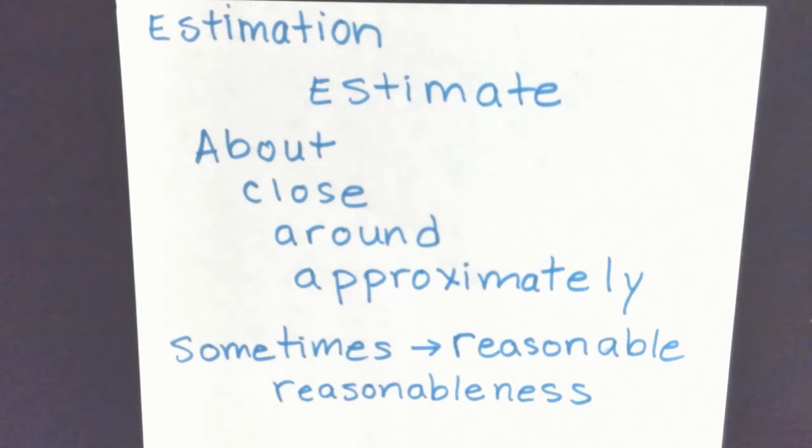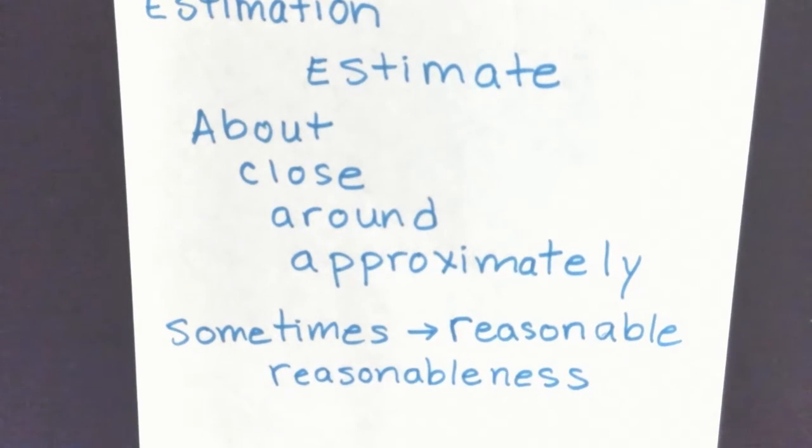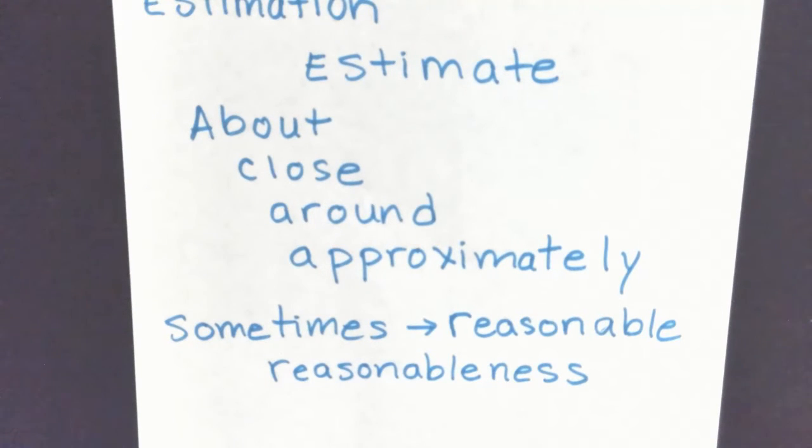Hi boys and girls, today we're going to estimate numbers. We're going to use estimations. Now when we estimate, we're coming about or around or close to a number. It's approximately, but not exact. Sometimes they call it reasonable or reasonableness.